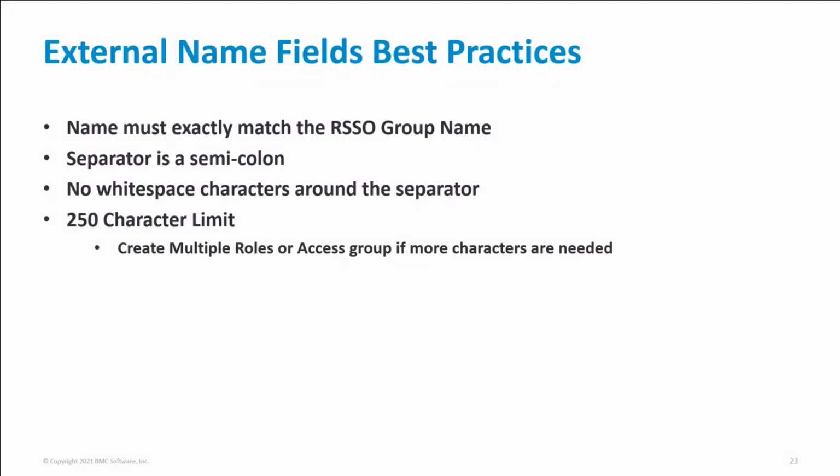When customers have issues with TSCO user access, it is often due to mistakes in the configuration of TSCO roles and access groups related to the external names. Here are the rules. The external name must exactly match the RSSO group name and is case sensitive. The separator is a semicolon. There must be no white space characters around the separator or at the end of the field. There is a 250 character limit, so create multiple roles or access groups if you need to specify more external names.